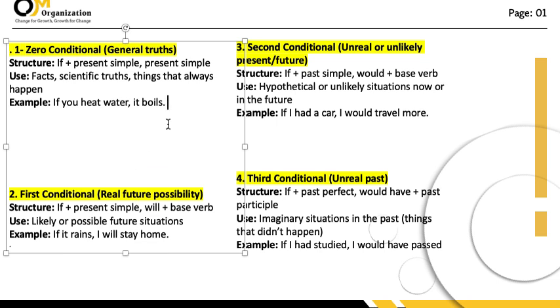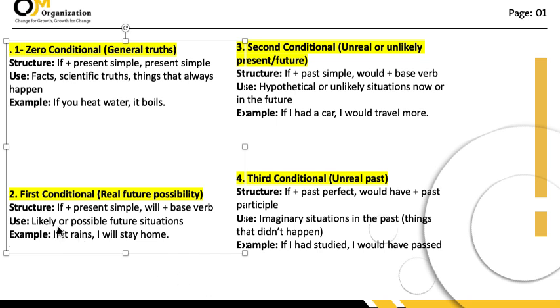Let's go to the other one. Let me give you another example for this one. We can say that if you mix, for example, red and blue, purple will be created because it's a fact you cannot change. If you combine these two colors, the color that will be the result is purple. This is the first conditional clause, which is the second one here, but the name is first conditional clause. The structure is if plus simple present, and the main clause, or the result, will be will plus the base form of the verb.